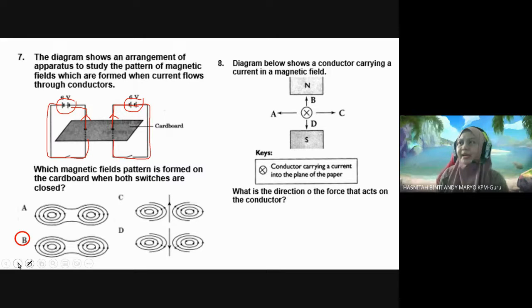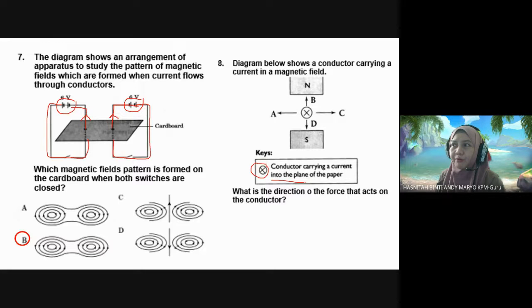Okay, number 8, very simple. First and foremost, you must understand what is meant by this symbol, X mark. X mark show current move into the paper. Okay, move into the plane. Then north is on top, south is below. So where the conductor will move to? Move to A, move to B, move to C, move to D.